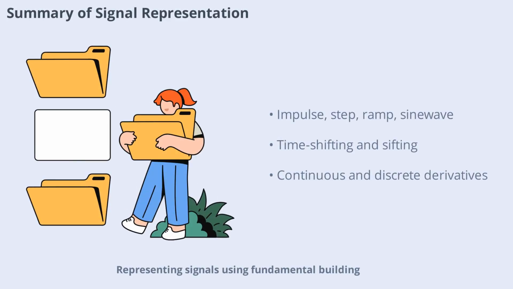Representing signals using fundamental building blocks is a powerful abstraction. We've introduced 4 key signals: impulse, unit step, ramp, and sine wave, along with their continuous and discrete versions. We also discussed time shifting and the sifting property, as well as the concept of derivatives for continuous and discrete signals. These tools form the foundation for more advanced signal processing techniques.